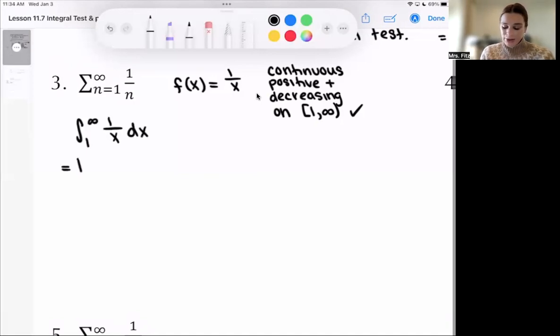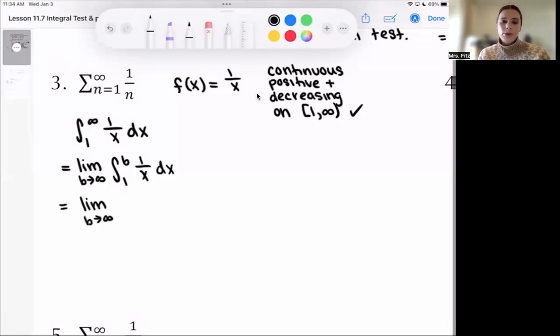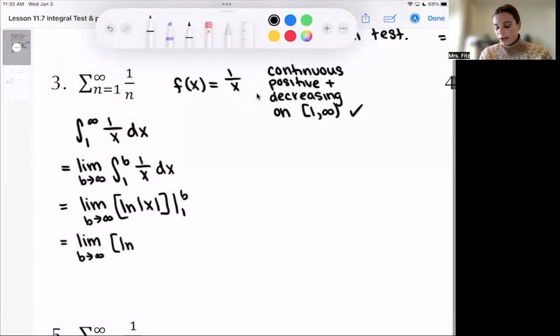Okay, we're going to rewrite this as a limit. So we have the limit as b approaches infinity of the integral from 1 to b of 1 over x dx. Once again, not too bad of an integral to have to do. So the integral of 1 over x is just natural log of the absolute value of x, and we're going to evaluate that from 1 to b. We end up with the limit as b approaches infinity of natural log of the absolute value of b minus natural log of the absolute value of 1.